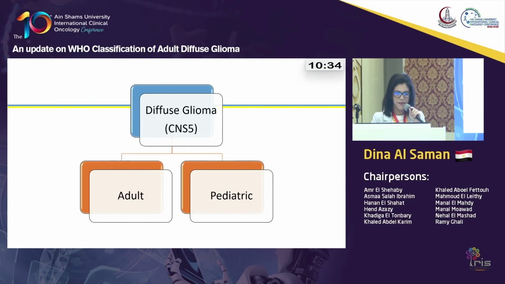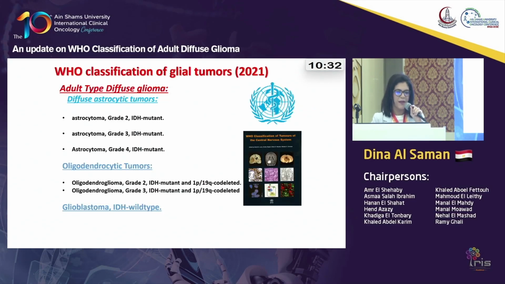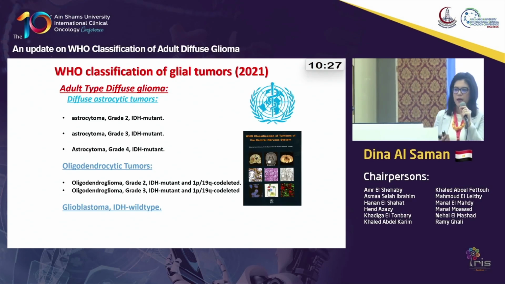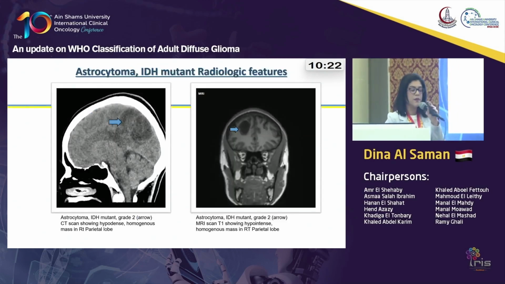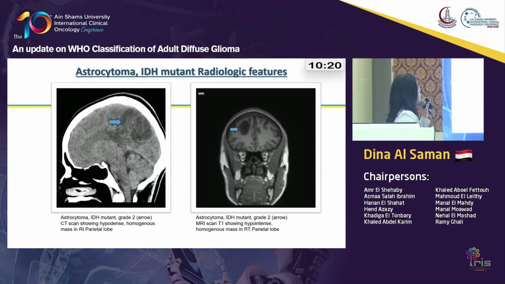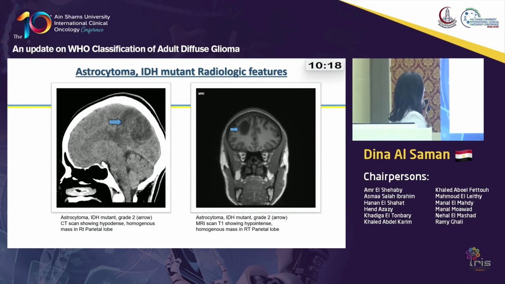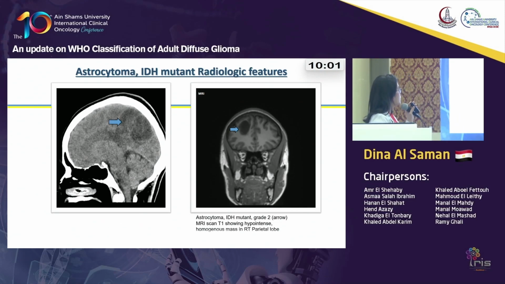Okay, this is what we've just been saying. Okay, now let's focus further on each and every type and see how we are going to diagnose these, okay? This is the thing that we have just mentioned. To begin with, the astrocytoma IDH mutant, this is how it looks on cross-sectional images, okay? This image shows the CT scan with a hypodense homogeneous mass in the right parietal lobe, for example. The other one shows a mass in the parietal lobe that is hypointense on MRI. Okay.